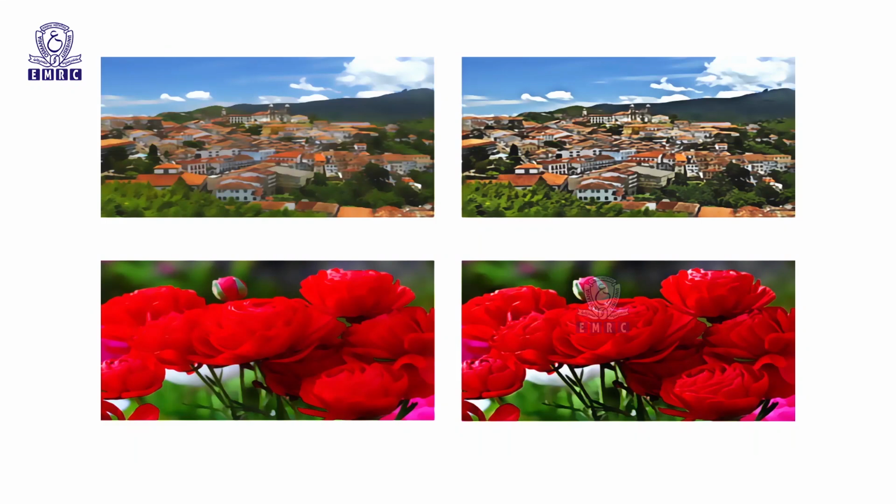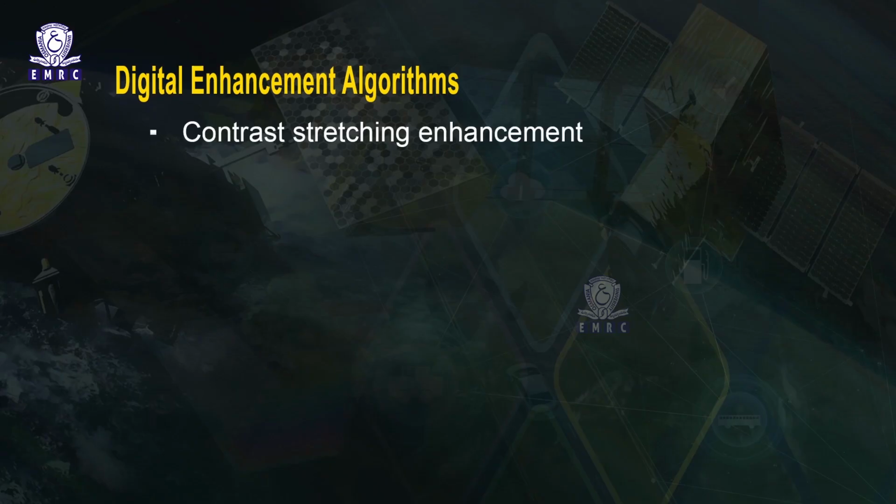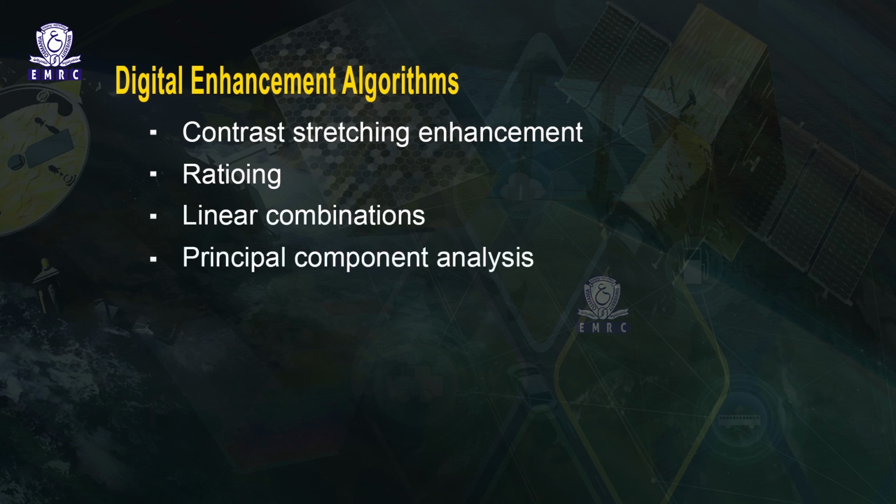There are a number of general categories of enhancement techniques. As in many other areas of knowledge, the distinction between one type of analysis and another is a matter of personal taste and need of the interpreter. In remote sensing literature, many digital enhancement algorithms are available. They are contrast stretching enhancement, ratioing, linear combinations, principal component analysis, and spatial filtering.